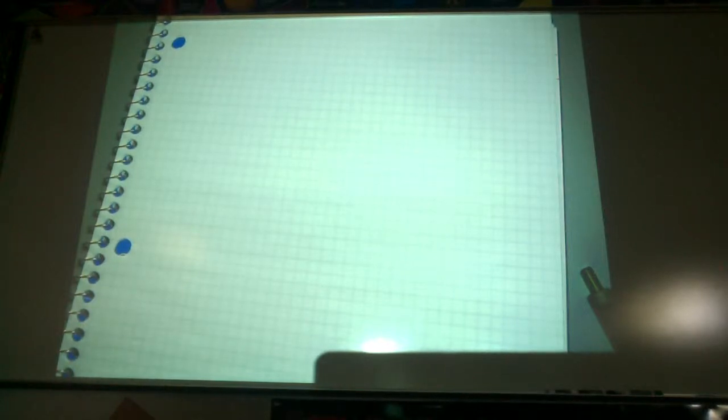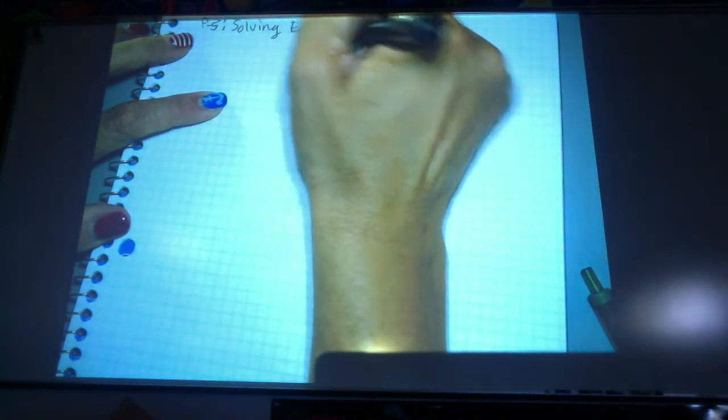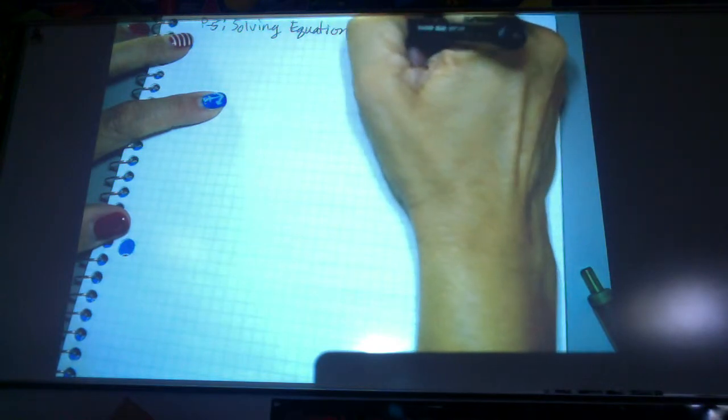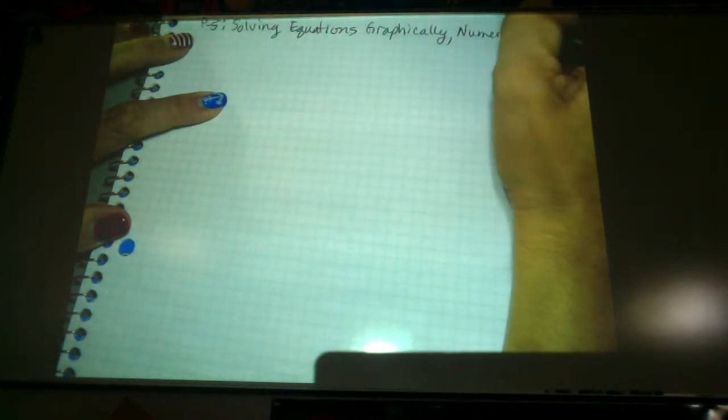All right, so section P5 is a lot of review of what we did the first week of school. But I'm going to clarify some things, and we're going to throw our calculator into the mix as well. So we are solving equations graphically, numerically. Numerically is example 7, and algebraically.